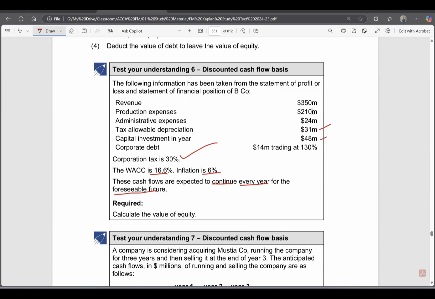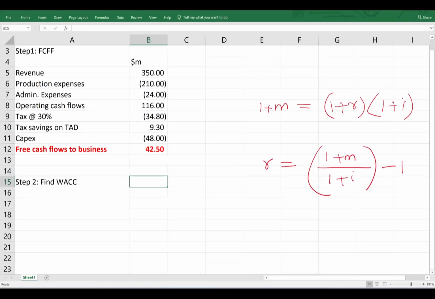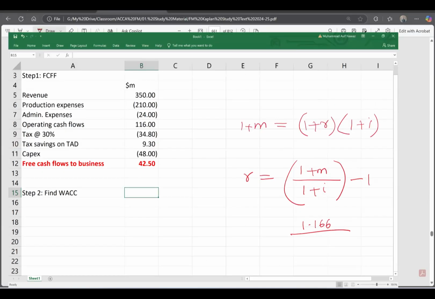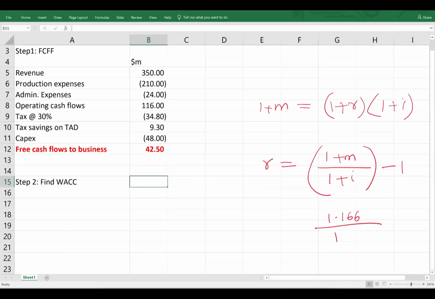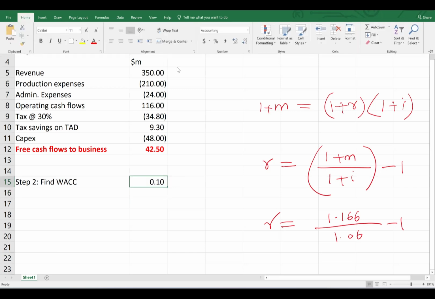Money WACC is given, which is how much? 16.6%, so that means 1.166. And what is my inflation rate? 6%. So 1.06, minus 1. Let me find R here. 1.166 divided by 1.06, minus 1. 10% exactly. So my real WACC is 10% here.